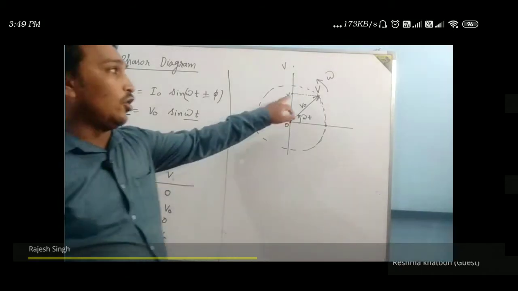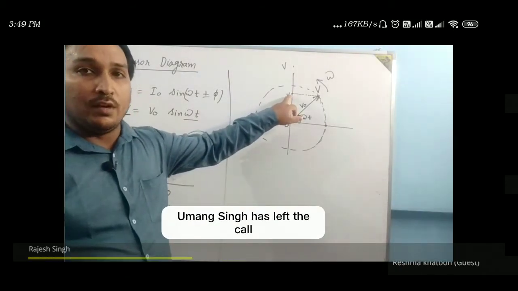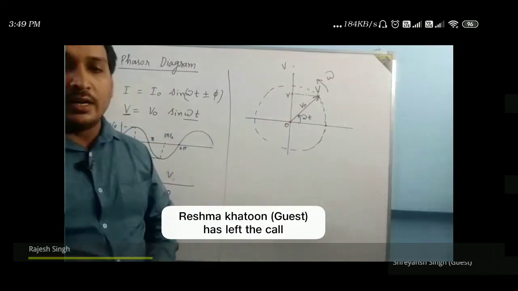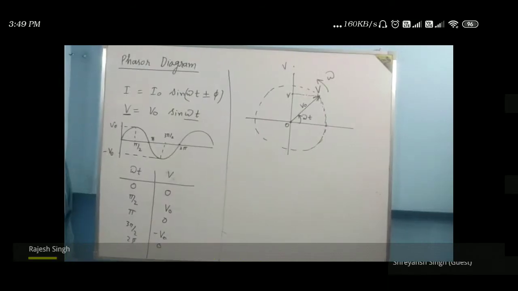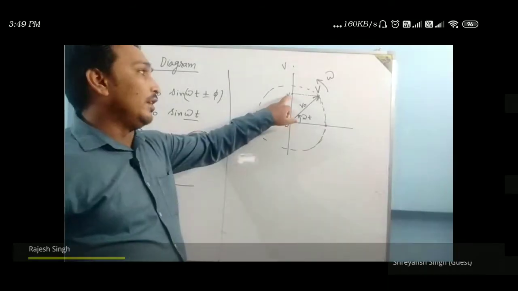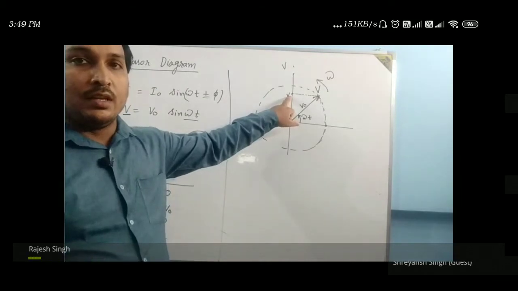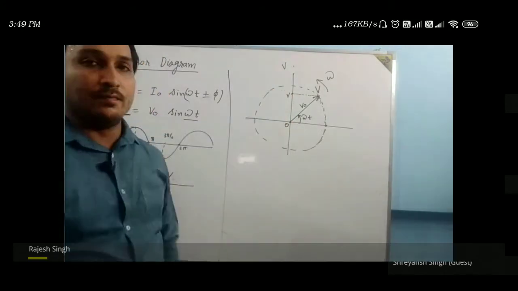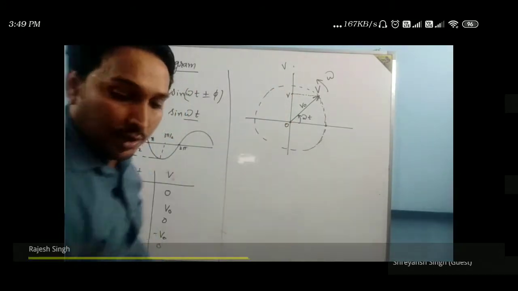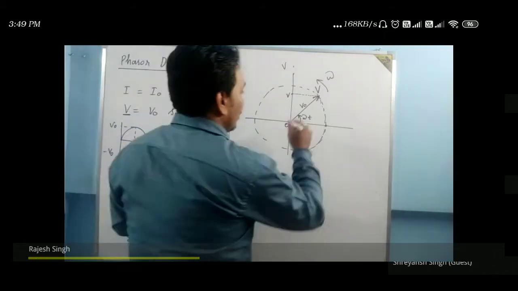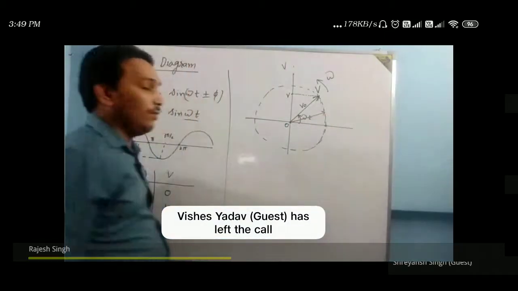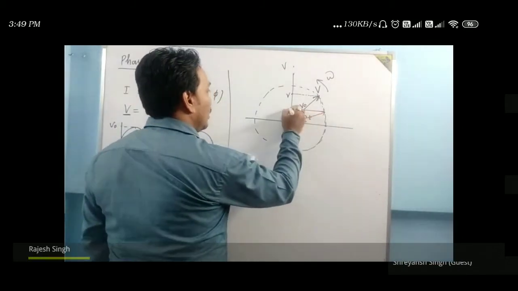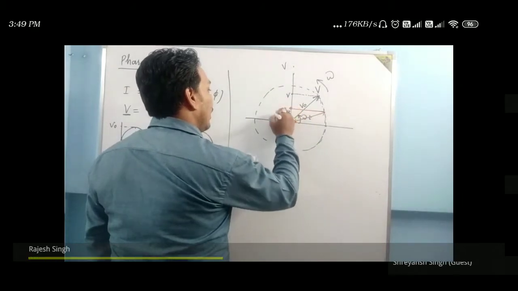Wherever the foot of the perpendicular is falling, that very point is going to be my instantaneous value of voltage. Suppose the arrow is not here, the arrow is somewhere here. Then what is the value of V in that case? The value of V is this point, from here till here. This is the value of V.